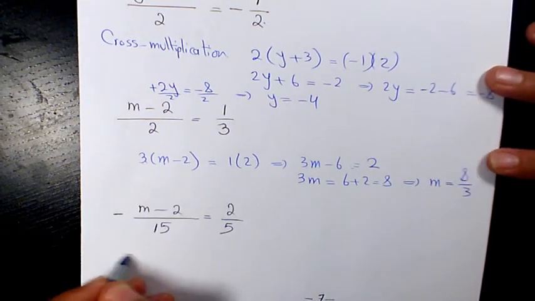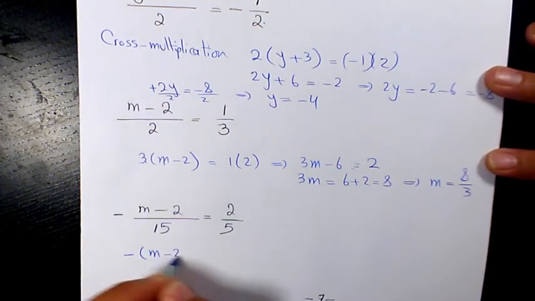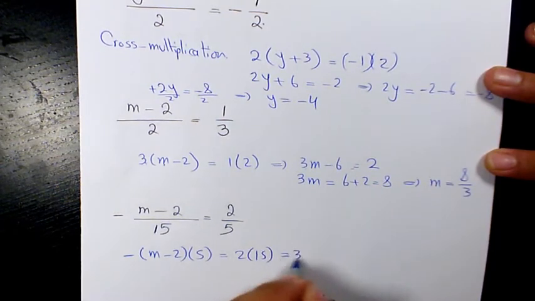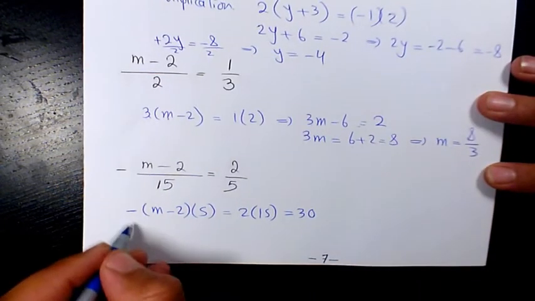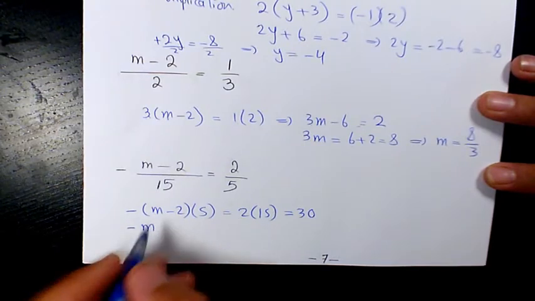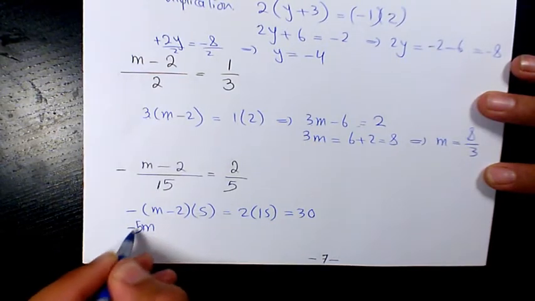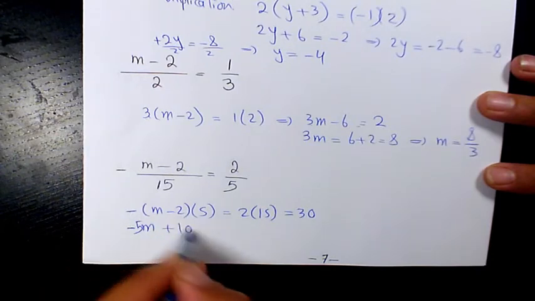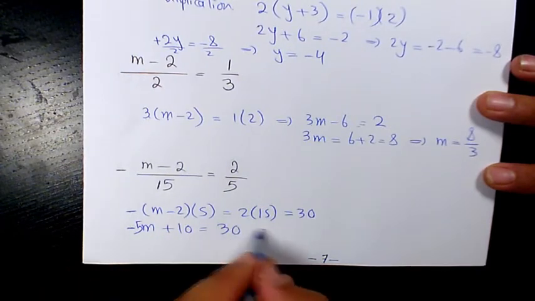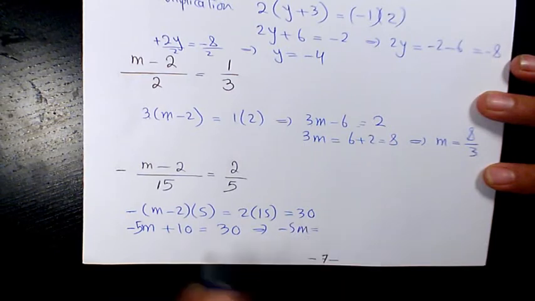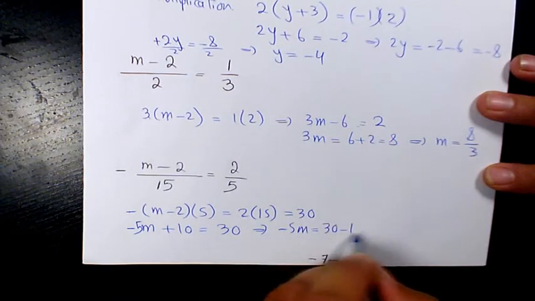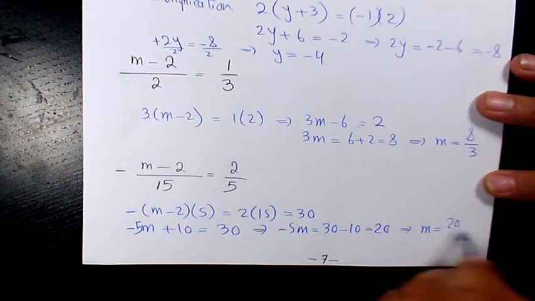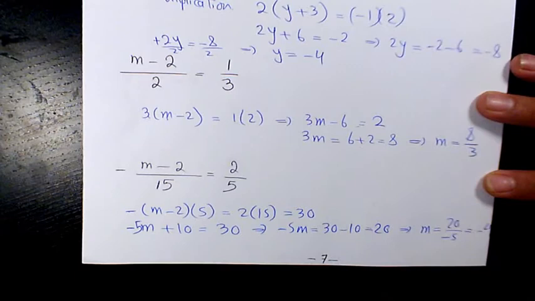Next one. Negative m minus 2 times 5 equals to 2 times 15, which is 30. So we have negative 5m, that's plus 2 times 5, plus 10 equals to 30. So negative 5m equals to 30 minus 10, which is 20. So m will be 20 divided by negative 5, which is negative 4.